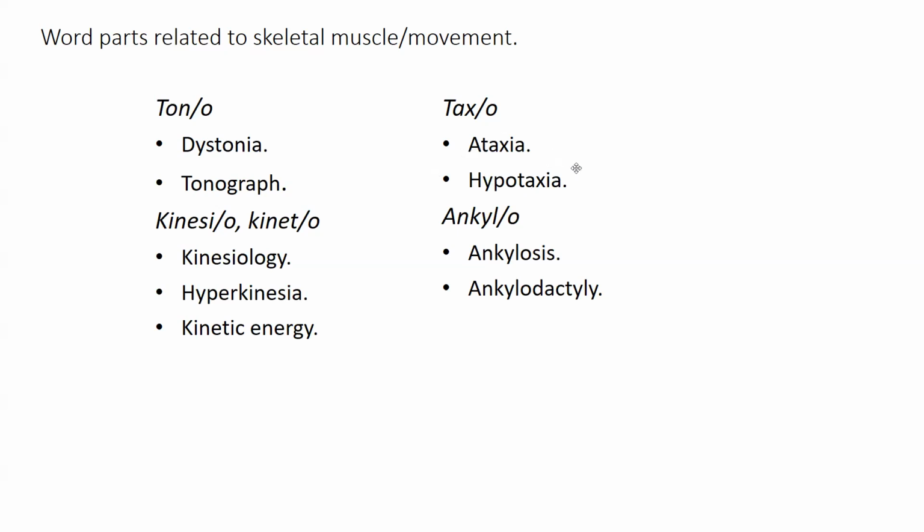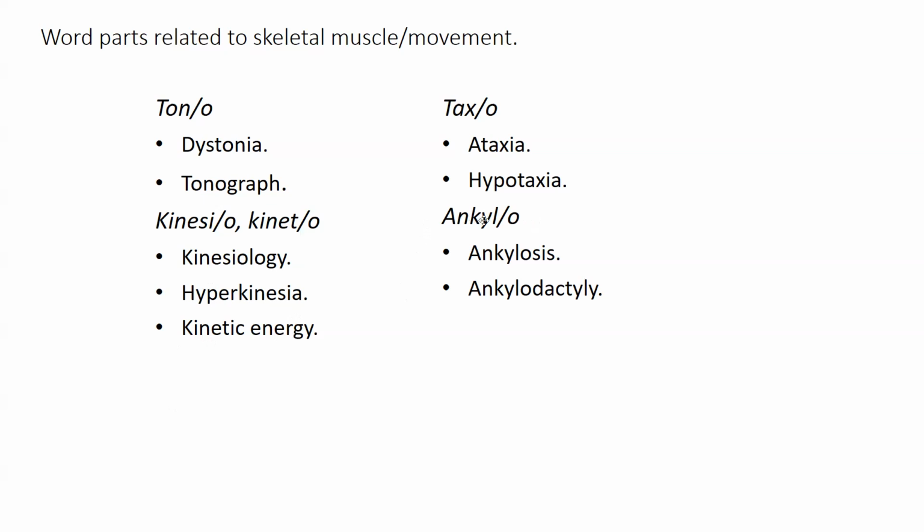Hypotaxia, not enough movement in that muscle. Kinesio and kineto both mean movement. So kinesiology is the study of movement. Hyperkinesia means too much movement, so unwanted movements. So maybe it could be a tremor, something you might see like in Parkinson's disease. And of course, kinetic energy is the energy of movement.